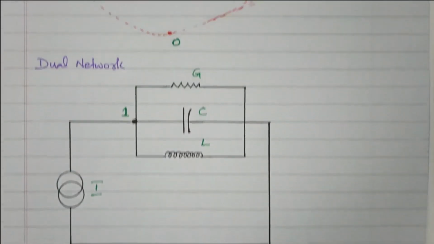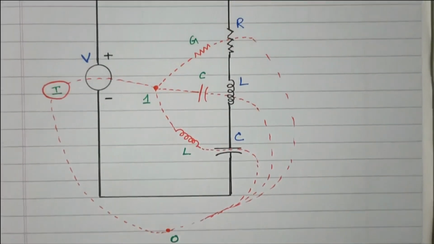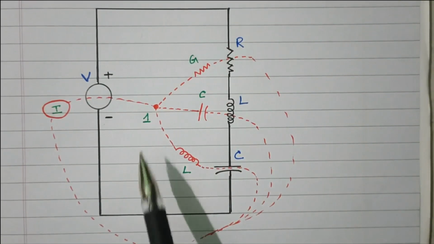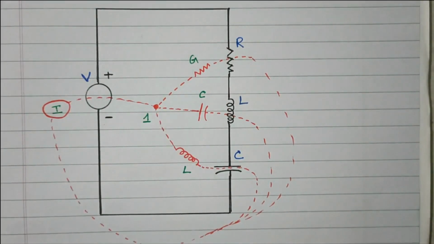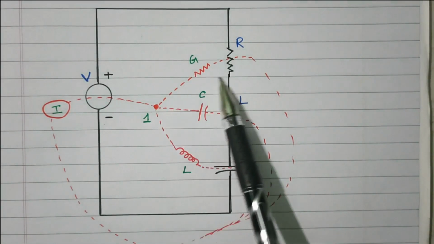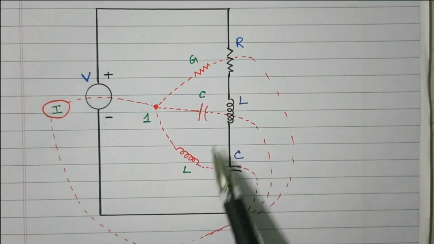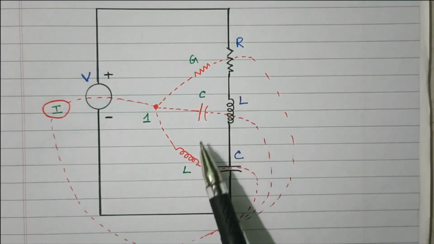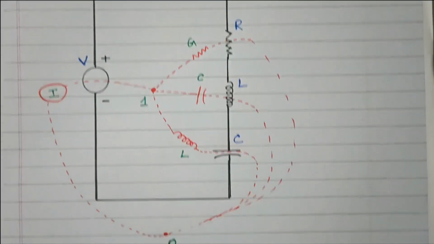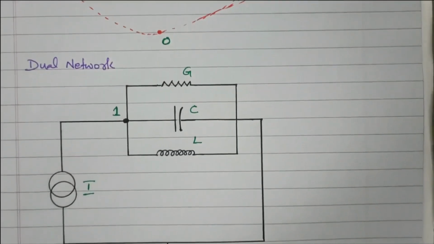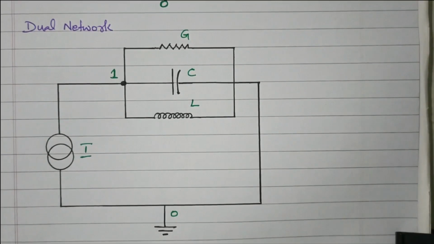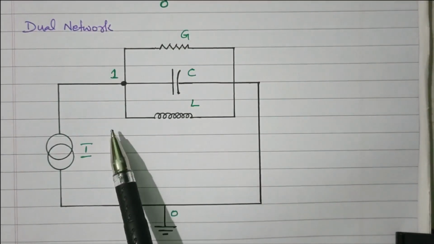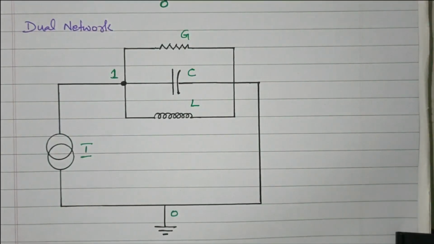Now we will refer to the dual network again. So it is very clear. Between 1 and 0, the current source is connected. On this side between 1 and 0, these 3 elements are connected in parallel: conductance, capacitance and inductor. That is given in the separate diagram. These 3 are connected in parallel, and on the other side the current source is connected.